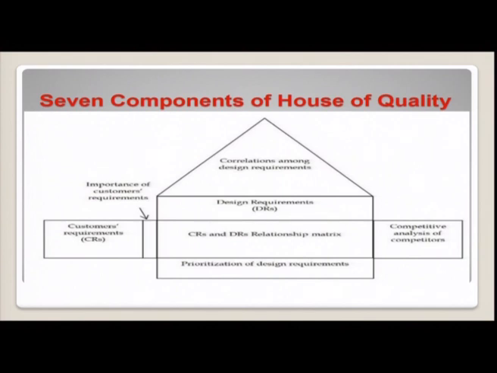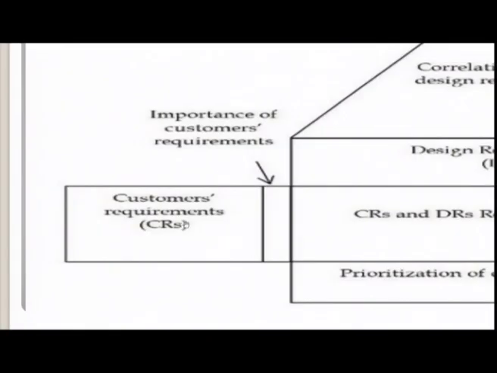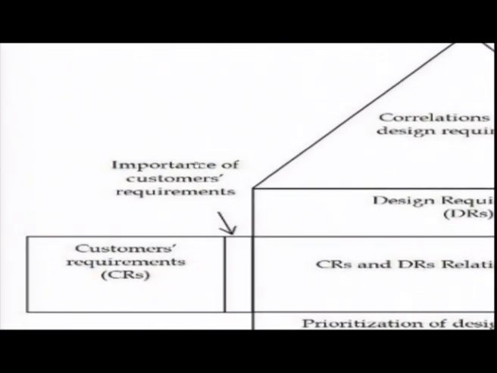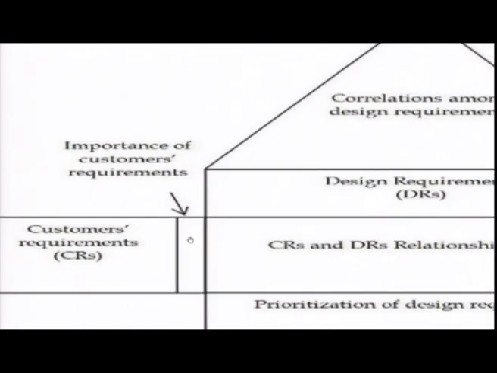In our earlier slide we spoke about the house of quality. These 7 components of the house of quality are important from the examination point of view. The 7 components are customer requirements, in short CR. The importance of the customer requirements: why do we need this, and what do we gain from it? The importance of customer requirement is said to be one other quality.